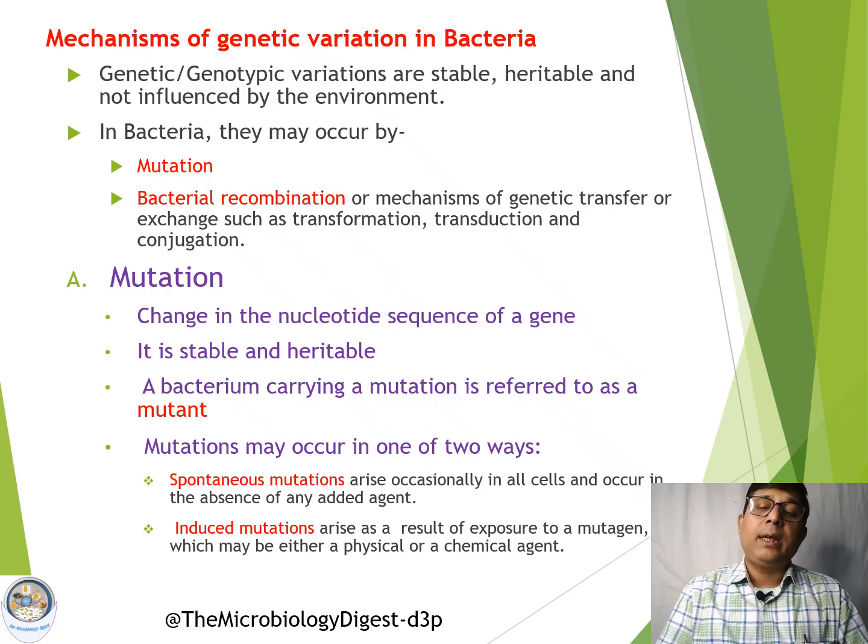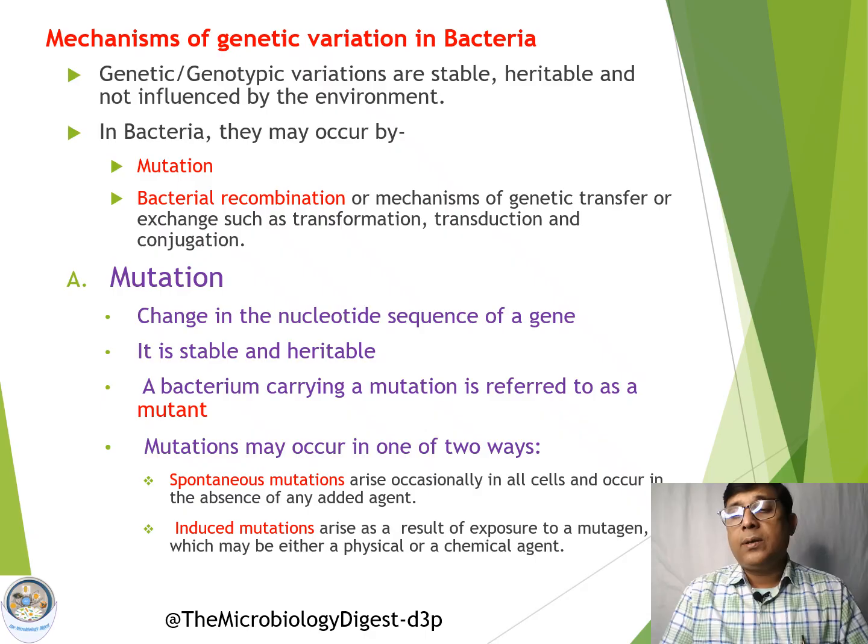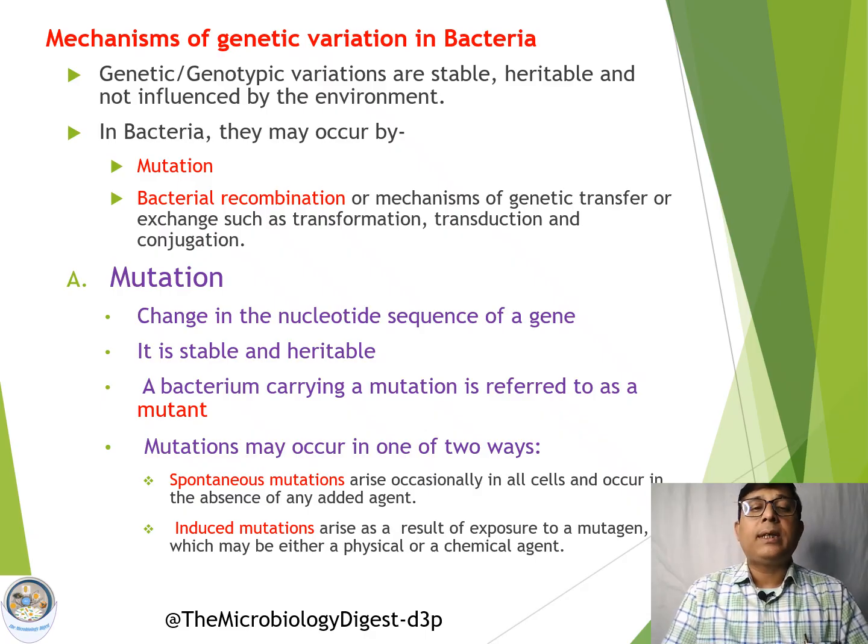So in bacteria, mostly it occurs by two ways. First is the mutation, then second is the bacterial recombination. Again, in bacterial recombination, there are three different mechanisms, namely transformation, transduction, and conjugation. So broadly, there are two ways. One is mutation, second one is bacterial recombination. So bacterial recombination may occur through three different methods. One is transformation, second one is transduction, and third one is conjugation.